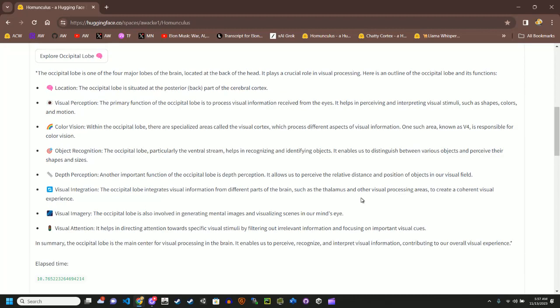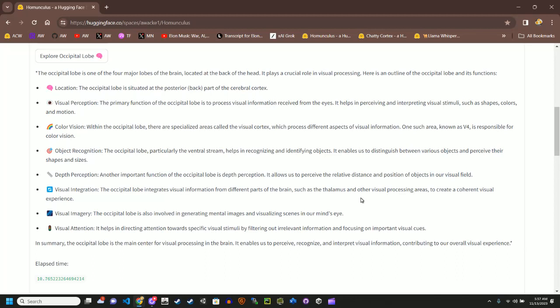It plays a crucial role in visual processing. Here is an outline of the occipital lobe and its functions. Location: the occipital lobe is situated at the posterior, back, part of the cerebral cortex. Visual perception: the primary function of the occipital lobe is to process visual information received from the eyes. It helps in perceiving and interpreting visual stimuli, such as shapes, colors, and motion.